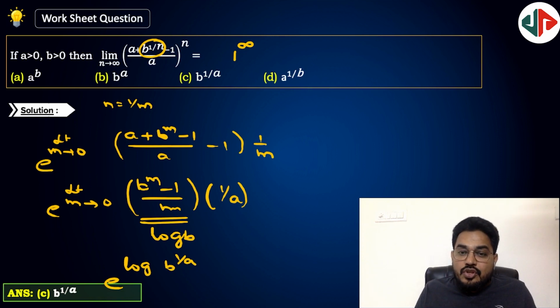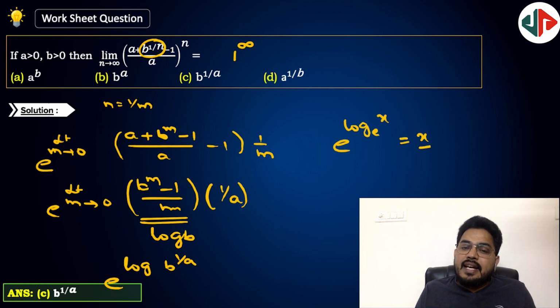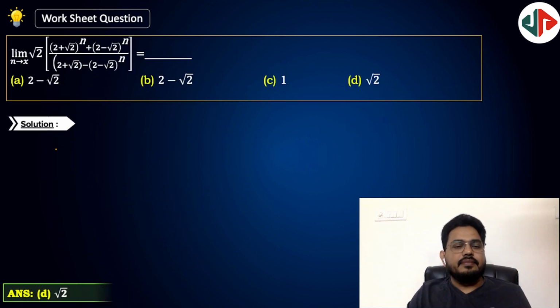Why? You should know e to the power of log x base e is equal to x. Here any value, if the same value is there, then the value is going to be x.